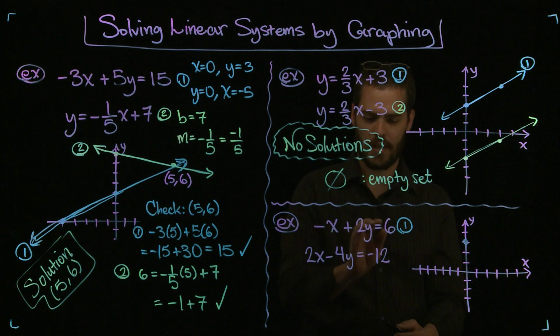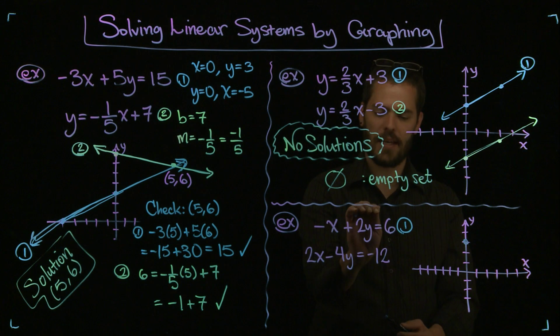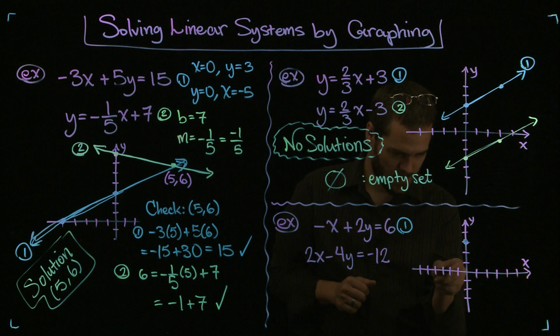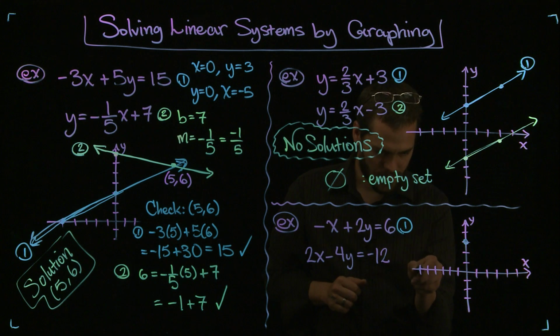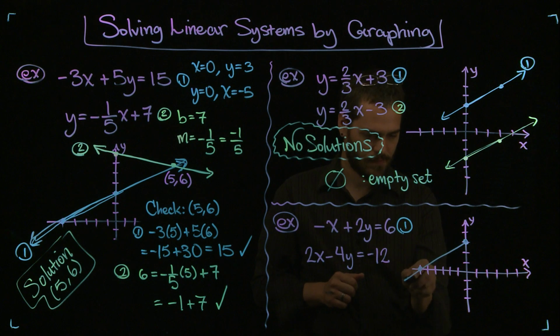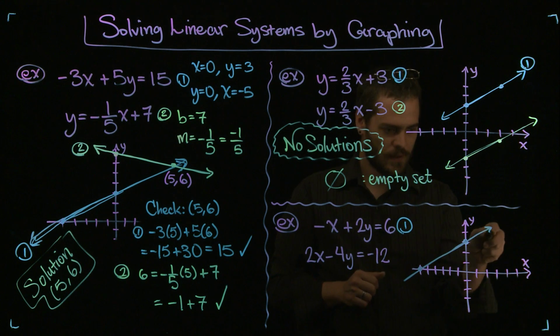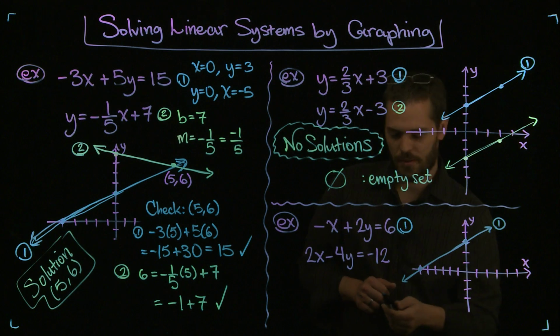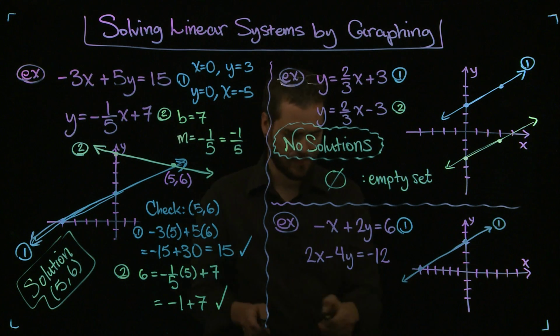Then let y equal 0. Negative x equals 6, therefore x equals negative 6, and that's going to be your x-intercept. 1, 2, 3, 4, 5, negative 6 right there. Okay. And then connect that with a nice smooth line. That's line number 1. And move on to the next equation.